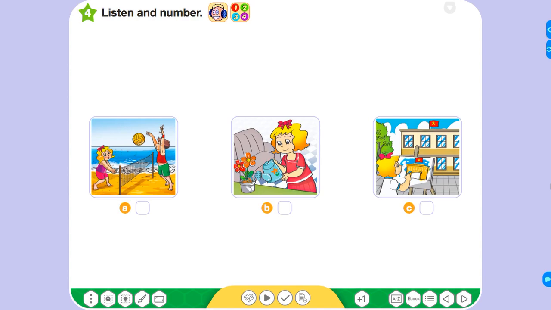Now, let's listen and number. In this activity, you're going to listen to 3 dialogues, and then number 1, 2, 3 with the suitable pictures. At first, let's look at the picture A, B, and C. Picture A, what are they doing? They are playing badminton, right? So what about picture B? She's watering the flowers. And picture C? She's painting a picture. Alright, now let's listen.